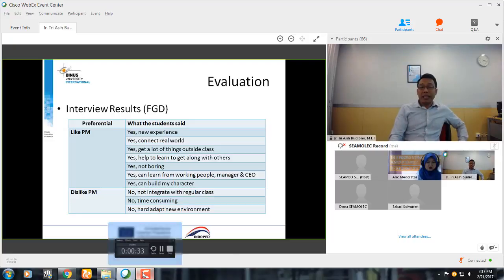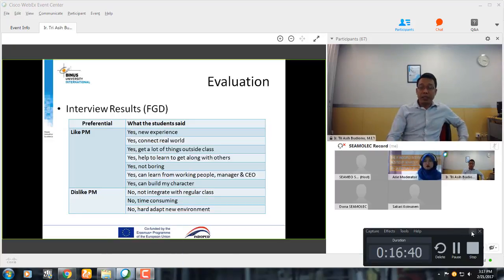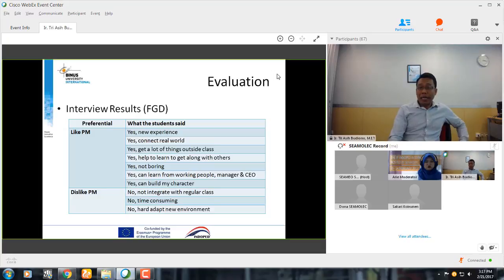Why did they dislike it? Because they thought that the project module is not well integrated with the regular class, and it was time consuming. Yeah, that makes sense. They have to travel, they have to go to the company site, and it's kind of hard for them to adapt to the new environment, the working people.